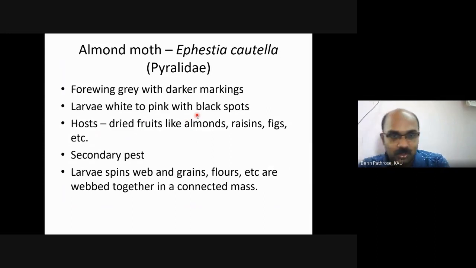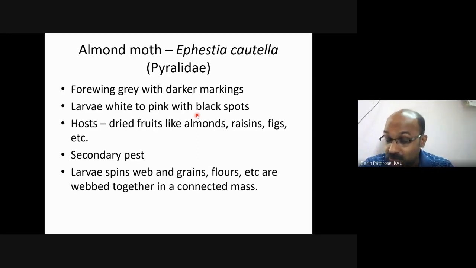That is with respect to larvae. That is a typical feature of Ephestia cautella. We don't normally see this pinkish coloration in any other Lepidopteran pests of storage. Most of them are white to creamish white in color. And again, it's a secondary pest, not a primary pest.